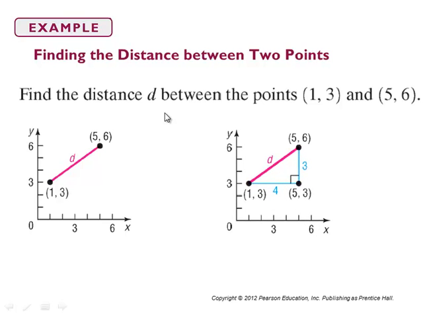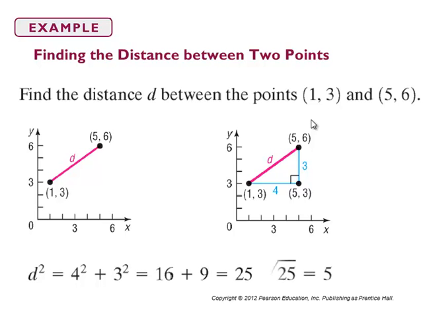Well, what we could do is imagine that we have this right triangle in which we have 4 units horizontally and 3 units vertically between those 2 points. And then we could say, well, this straight line distance d, that line segment is the hypotenuse of the right triangle, so we can say that that distance d is going to be the square root of 3 squared plus 4 squared, so the square root of 25, which is 5. So 5 is going to be the distance between those 2 points.